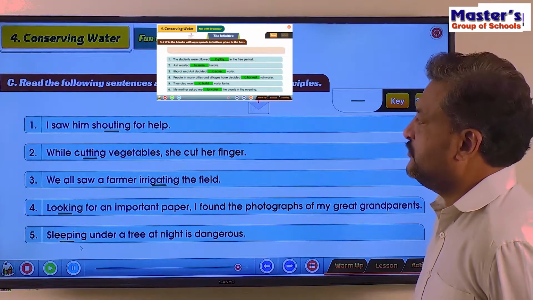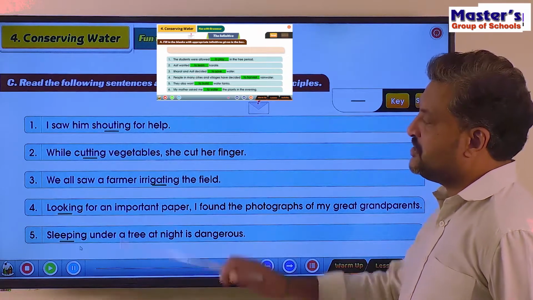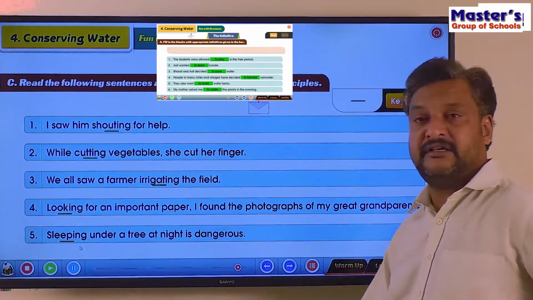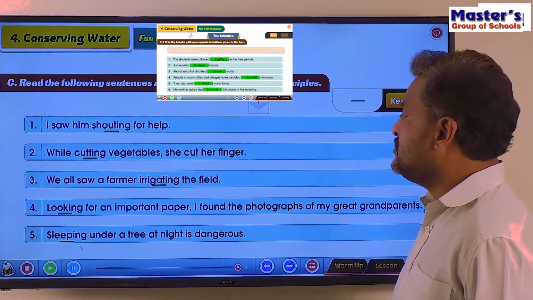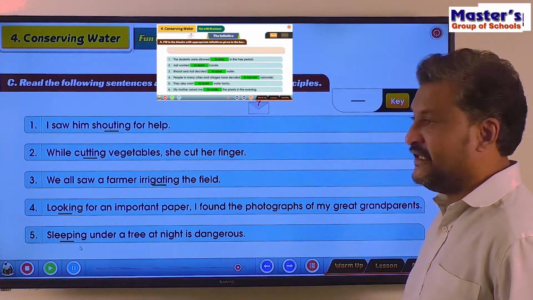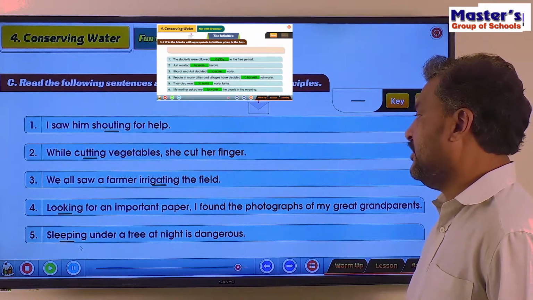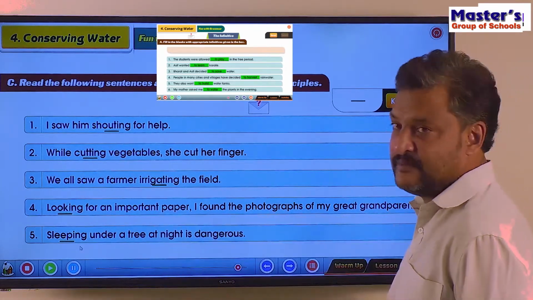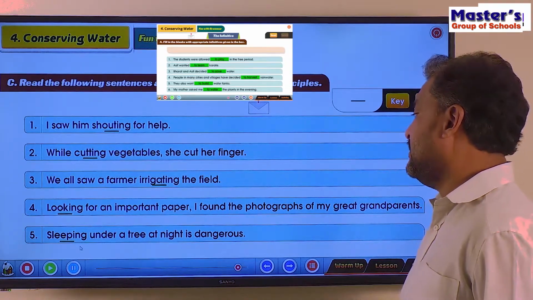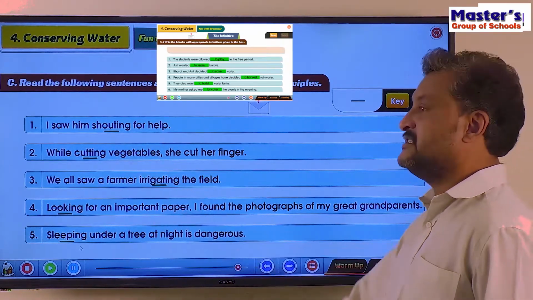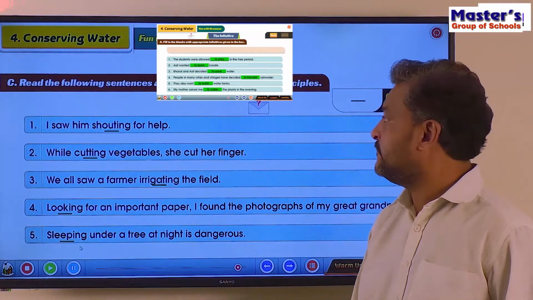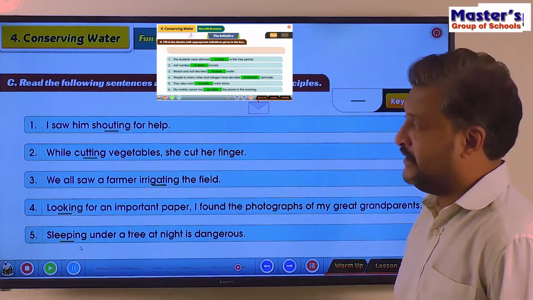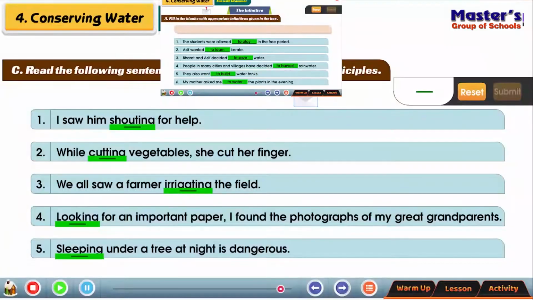That's it. So in the first sentence, I saw him shouting for help. Shouting is the present participle. While cutting vegetables, she cut her finger. Cutting is a present participle. We all saw a farmer irrigating the field. Irrigating is a present participle. Looking for an important paper, I found the photographs of my great-grandparents. Looking is a present participle. Sleeping under a tree at night is dangerous. Sleeping is a present participle. Right? So now I will keep the screen the same for another minute for you so that we can read it once again. Okay.